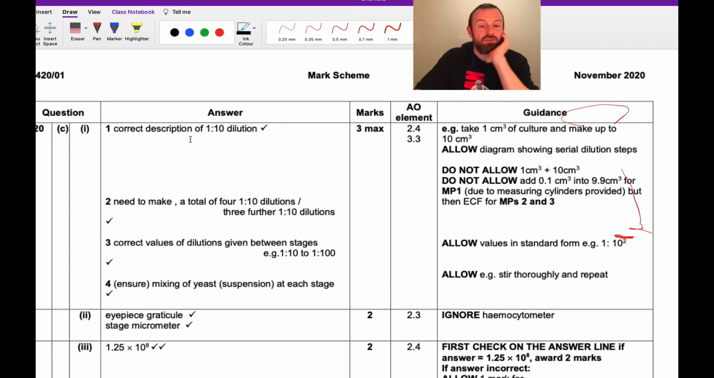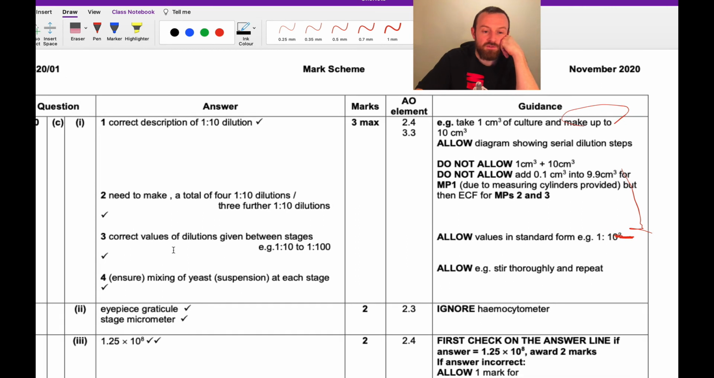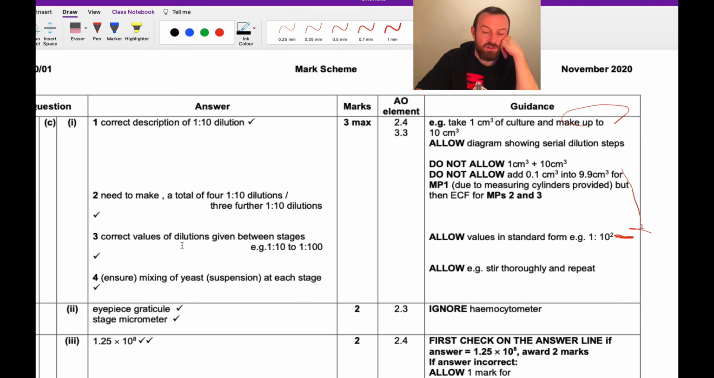So the correct description of the 1 in 10 dilution, so you have to have this idea of 1 and then making it up to 10, or 1 plus 9. You need to get the number of dilutions right. That's a total of 4 dilutions, so 1 and then 3 further. You can get marks for giving the correct values of the dilutions, like this is a 1 in 10, and then 1 in 100, 1 in 1,000, 1 in 10,000. And then you can also get a mark for talking about the mixing of the yeast suspension at each stage.